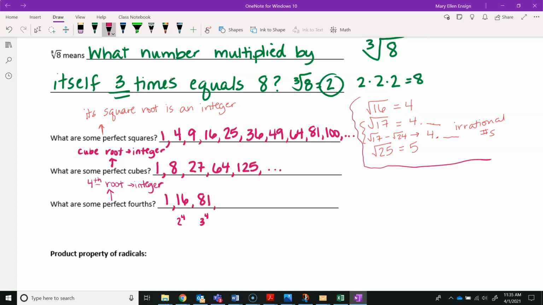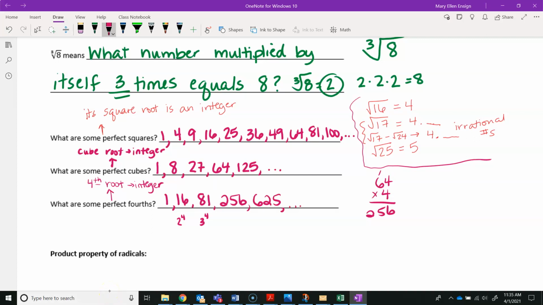64, so 4 times 4 is 16. 16 times 4 is 64. 64 times 4, I don't know off the top of my head, so let's see over here. 256. 5 times 5 was 25, times another 5 was 125, times another 5 is 625. See, they get big very fast, right?